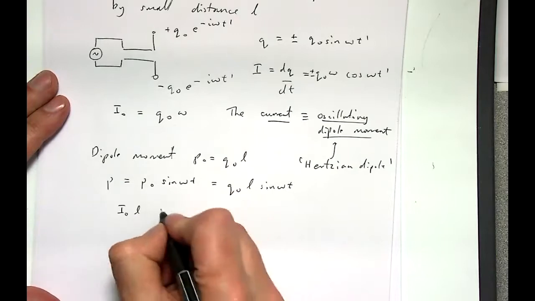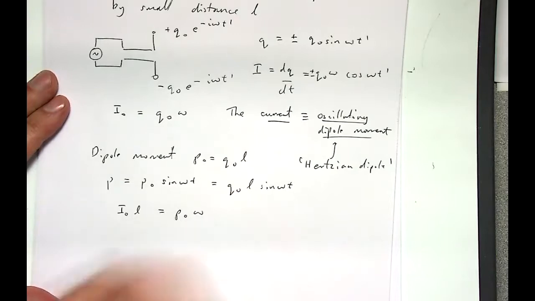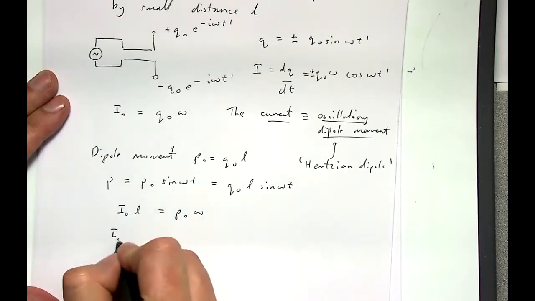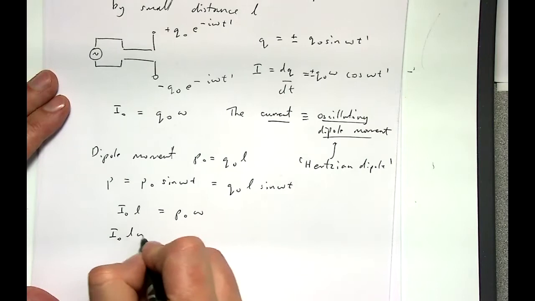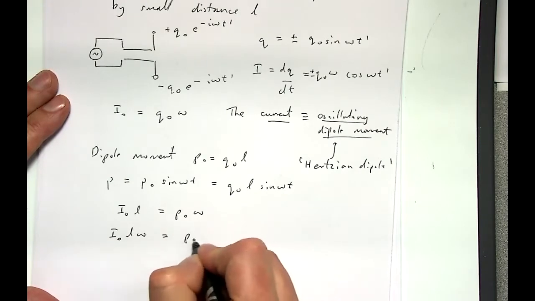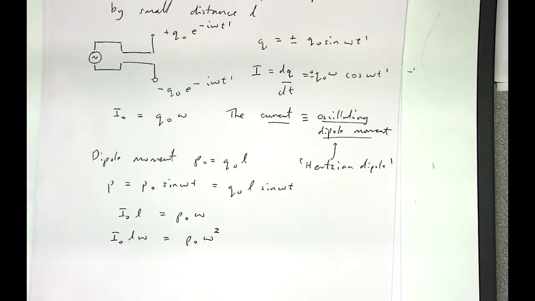I0L is equal to P0 omega. So therefore that term in the numerator of the power, I0L omega, is equal to P0 omega squared. Okay? Seems like a bit of a cheat, but it's perfectly fine. So now what we do is we say, okay, let's see if we can rewrite that power of emission.